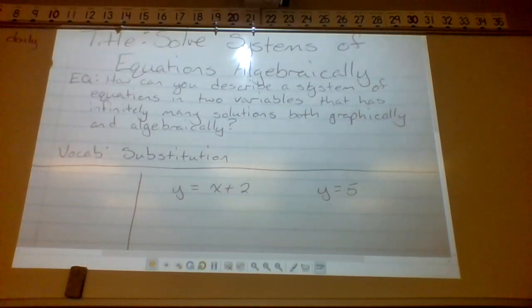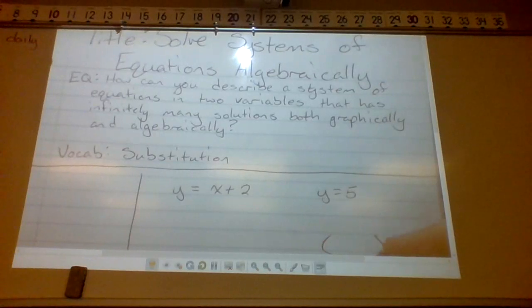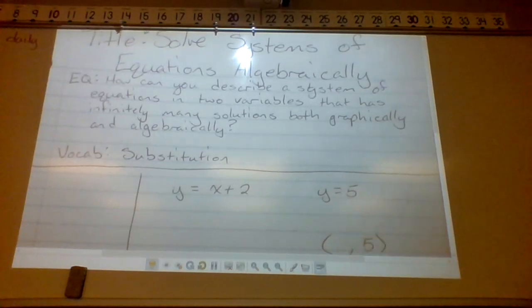Those two equations. This one's already half done for you. When you're solving systems, you're trying to find an ordered pair, trying to find what x equals and what y equals. What do we already know? Y equals 5. So in our ordered pair, we already have the 5.